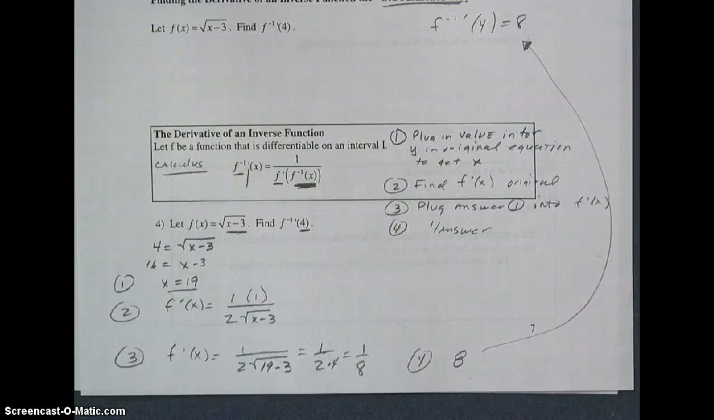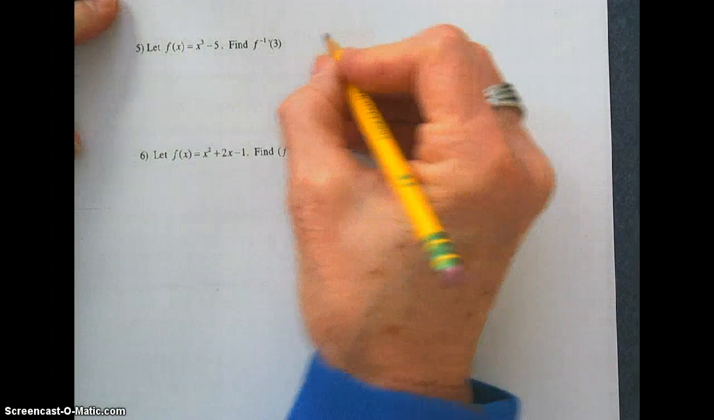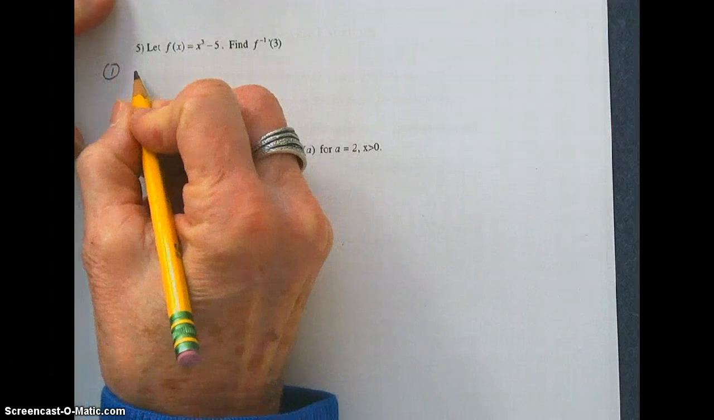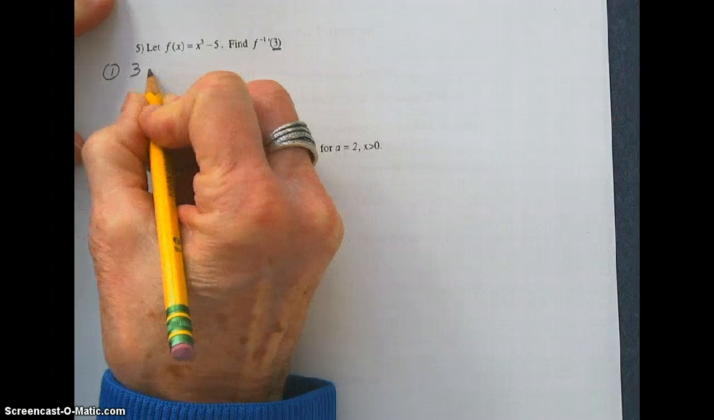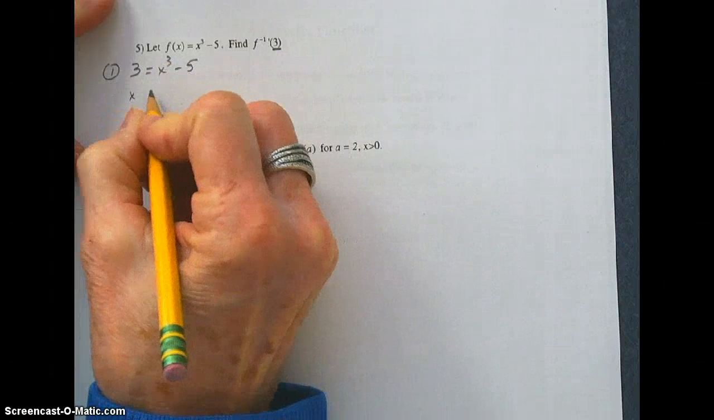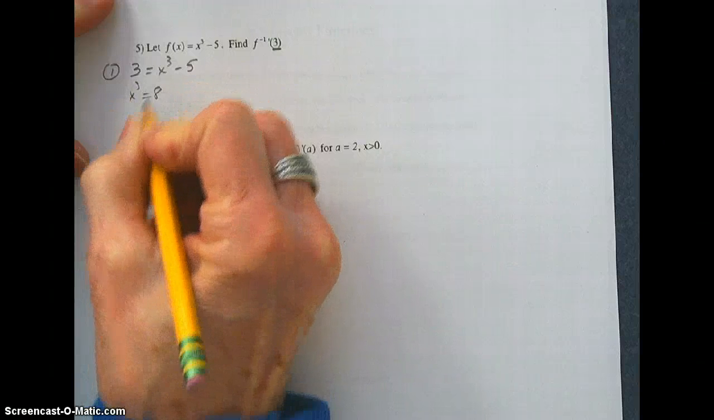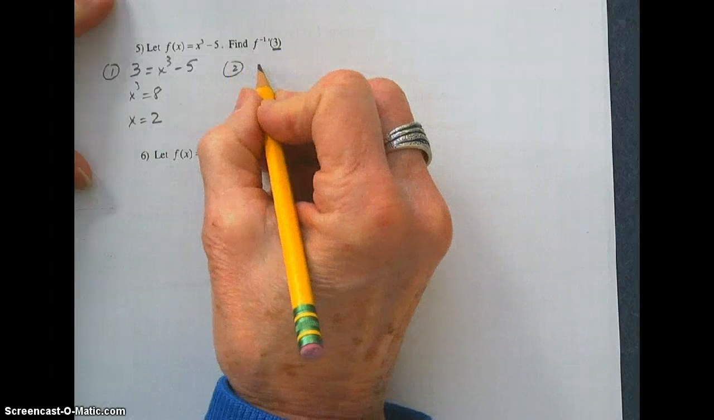We'll do 2 other problems together, and then I'll give you some practice. So let's take a look at problem number 5. First, what are we going to do? We're going to substitute in that value wherever we see y, and we're going to solve for x. So x cubed would equal 8. So x equals 2.